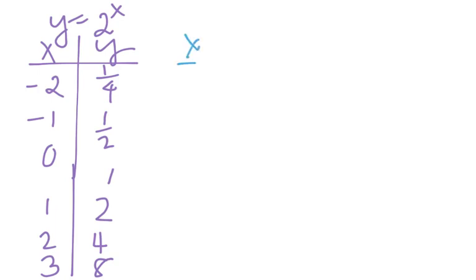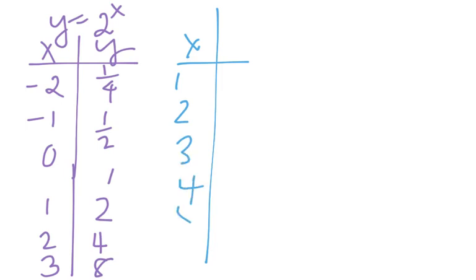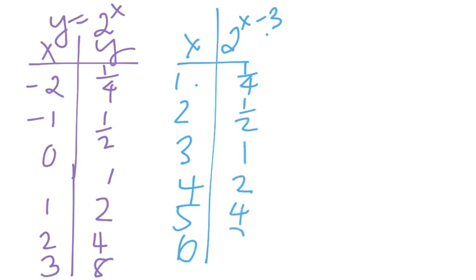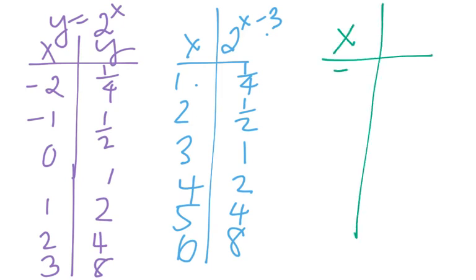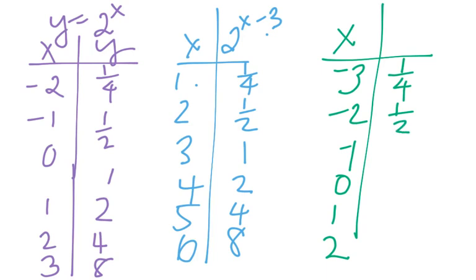The next table, there are different x values: 1, 2, 3, 4, 5, 6. And we have 2 to the x minus 3. When we plug these x values into this equation, we still get 1/4, 1/2, 1, 2, 4, and 8. For the final one, your x values are -3, -2, -1, 0, 1, 2, and your y values are 1/4, 1/2, 1, 2, 4, and 8. And this is for 2 to the x plus 1.